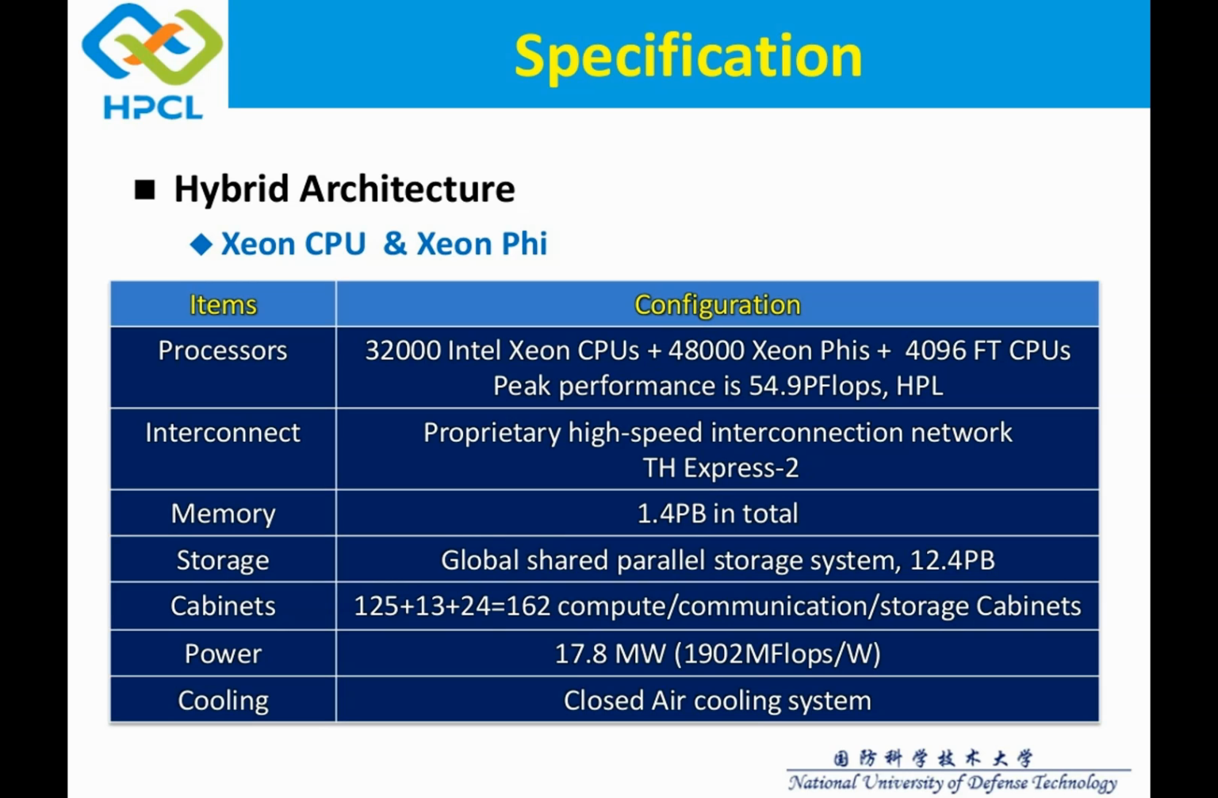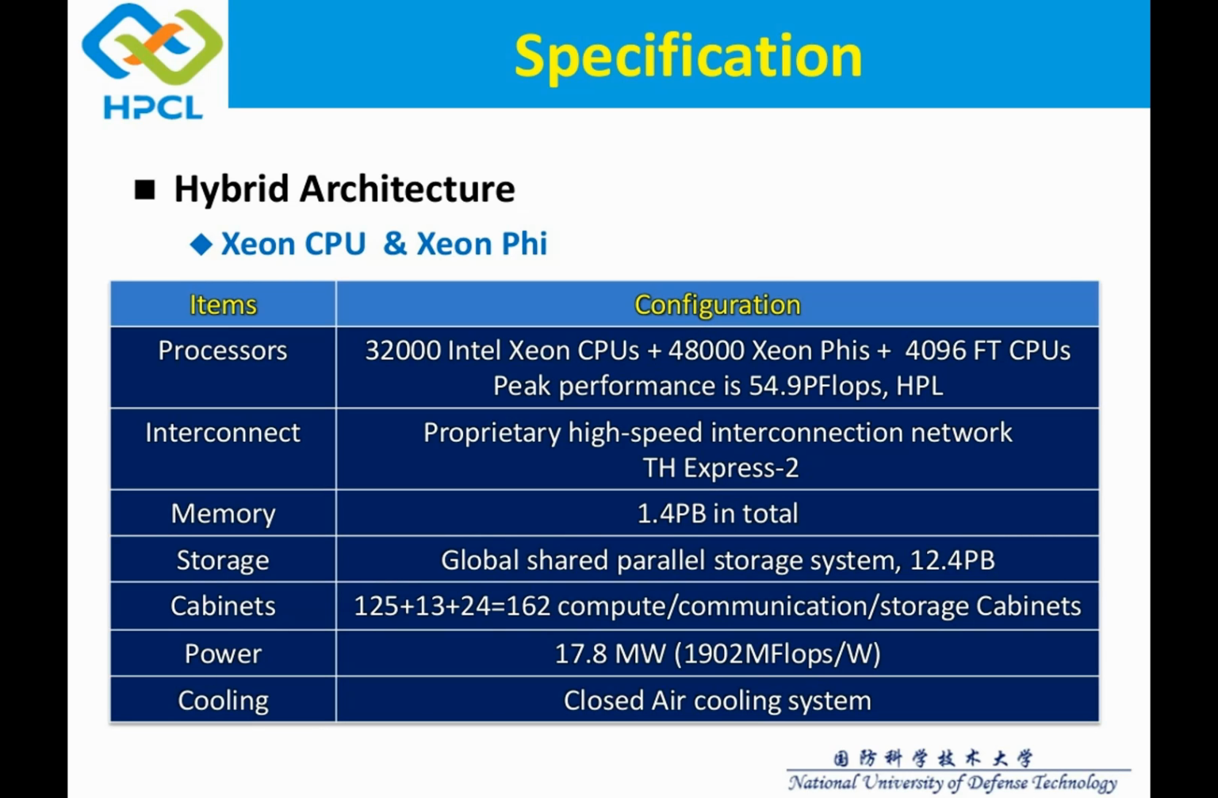These Xeon Phis are the many core processors, and the Xeons are the multi-core processors. In addition, it's got about 4,000 of these FT CPUs, which are used to manage the computer. They're not used for the main computation. If you add up all of this, you get about 55 petaflops of performance. I think they've slightly upgraded this computer recently so that it's getting slightly over 60 petaflops, but back when these slides were prepared, it had about 55 petaflops.